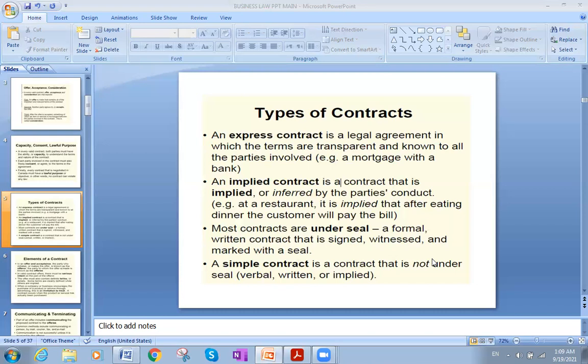I'm just reminding you, the question is what are the types of contracts? We still have one more minute here before we move into the next part.